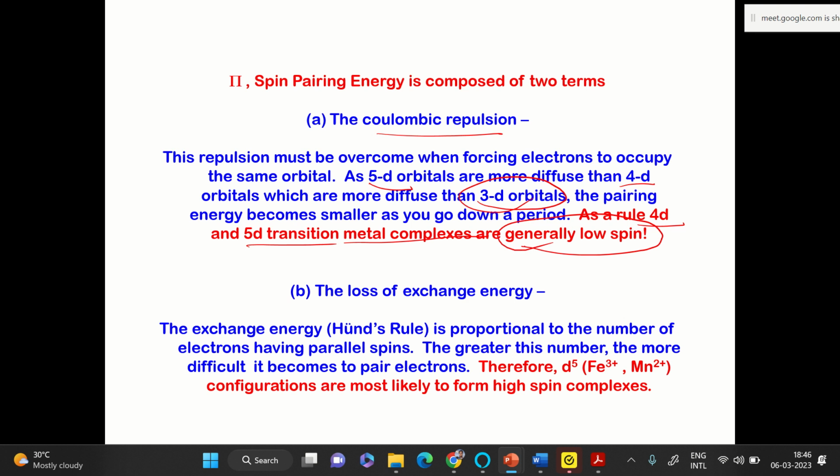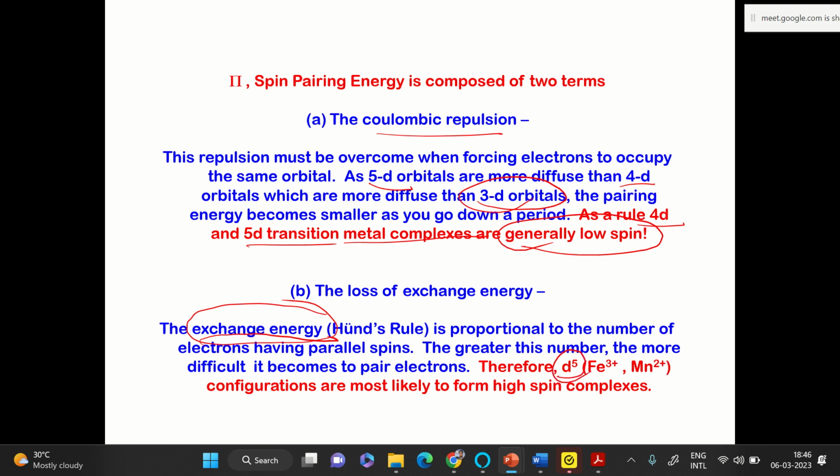And so most of the 5d and 4d metal complexes are generally low spin. Besides that, we also discussed the exchange energy. For that we had extensive discussion, as I remember in the class I discussed Hund's rule and all these things. So loss of this exchange energy was a negative term, which was stabilizing in nature. If the number of electrons with parallel spins decreases, then it becomes difficult to pair them up.